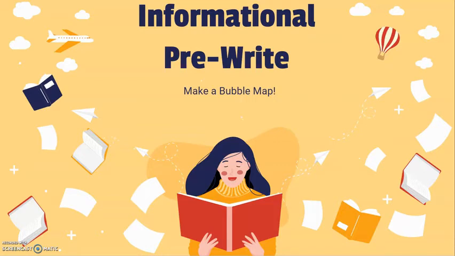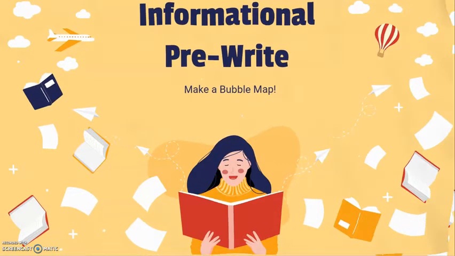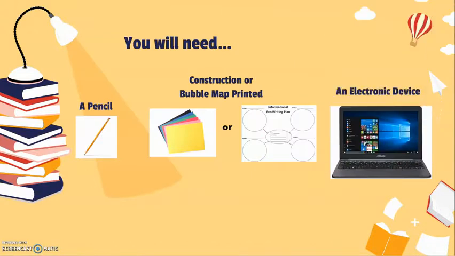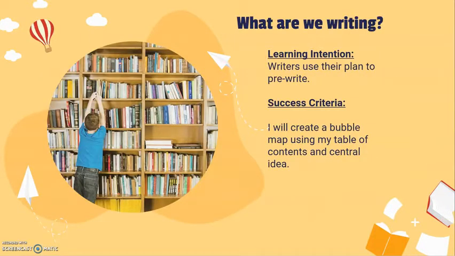Informational pre-write, make a bubble map. You will need a pencil, construction paper, or printed bubble map, and an electronic device. What are we writing? Learning intention: writers use their plan to pre-write. Success criteria: I will create a bubble map using my table of contents and central idea.